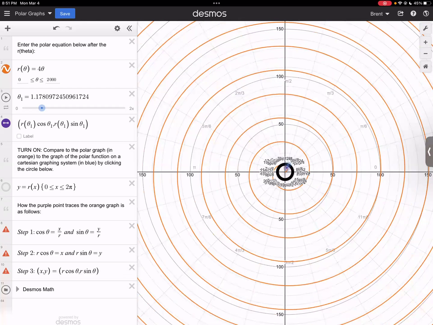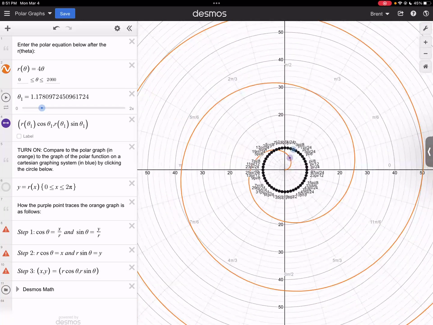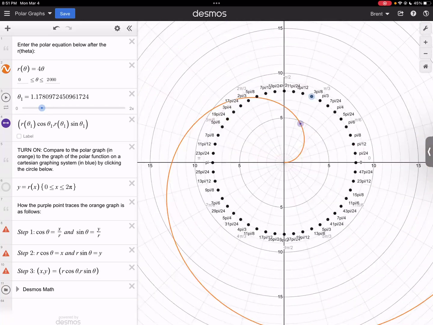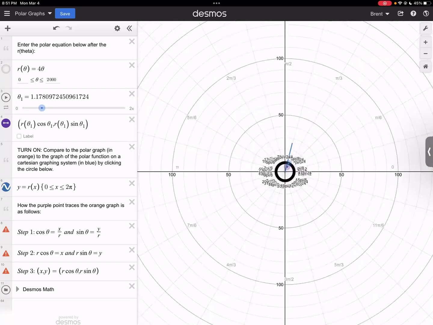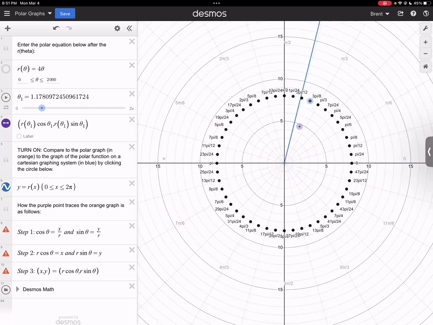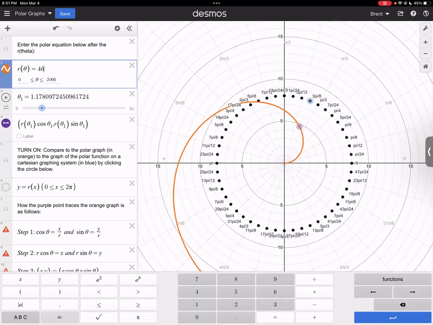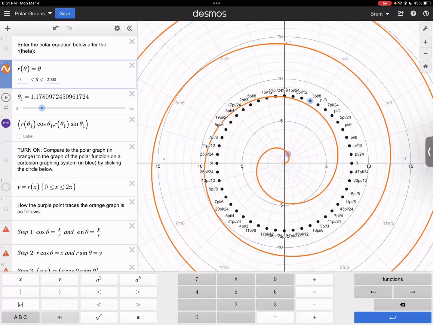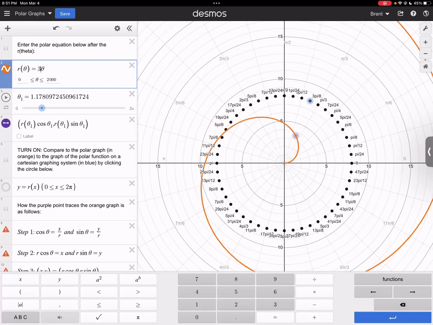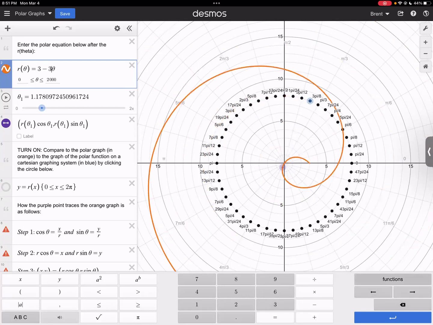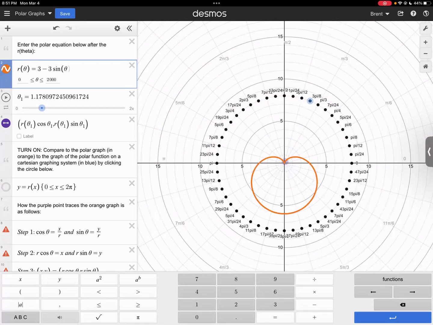There's a lot of cool graphs you can come up with in polar, but let me see what this would look like in rectangular. Oh, that's just a straight line. It's really neat if you play around with this and try to see different graphs. Remember, how about this one? 3 minus 3 sine theta.